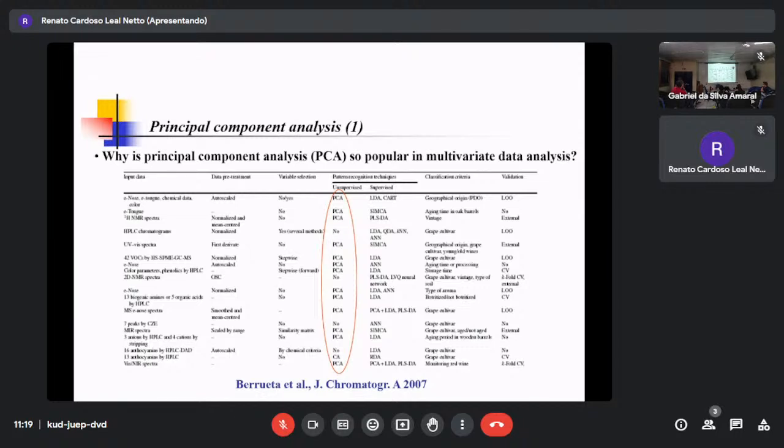PCA. Everything is PCA, principal component analysis. But supervised method... PCA is the first step for data interpretation. Many people say, okay, now I need the PCA, and then I separate them as I wish. Here, Brazilian orange and Florida orange. Very nice. Then, should I go to a supervised method or not?